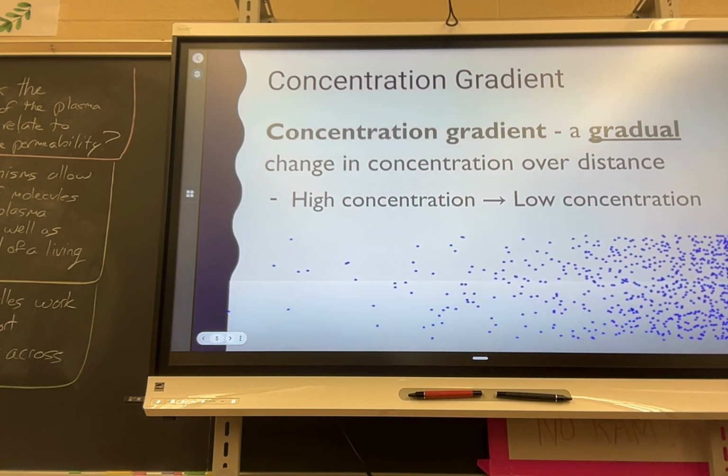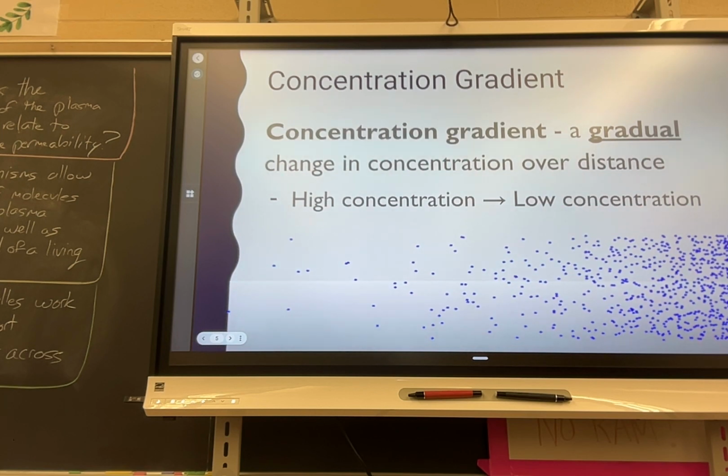Kind of like I said with all of the negatively charged molecules or all of the positively charged molecules, they want to stay as far away from each other as possible. They have to do this through movement. So this concentration gradient is going to move the molecules from high concentration to low concentration.